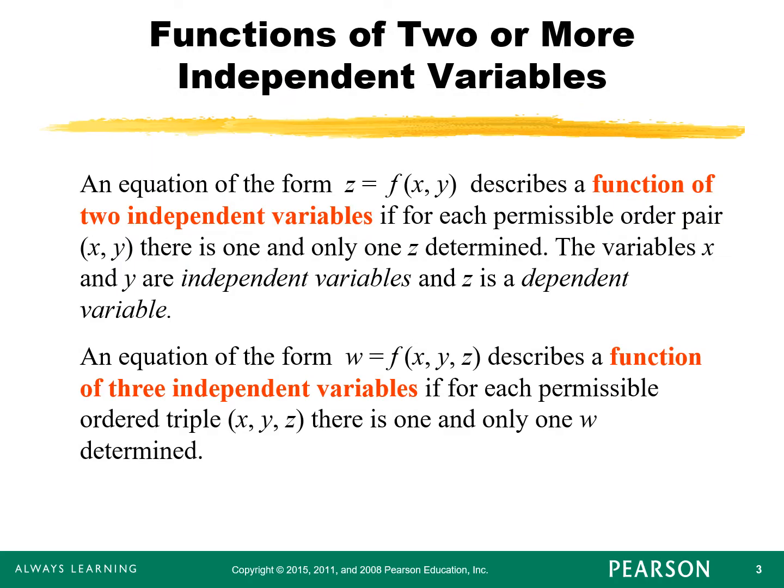Functions with two or more independent variables are called multivariate functions. A function that depends on two independent variables is called a function of two independent variables. It's expressed as z equal to f(x, y). The variables x and y are independent variables and z is a dependent variable. A function that depends on three independent variables is called a function of three independent variables. It's expressed as w equal to f(x, y, z).